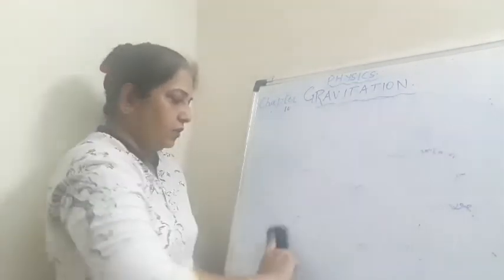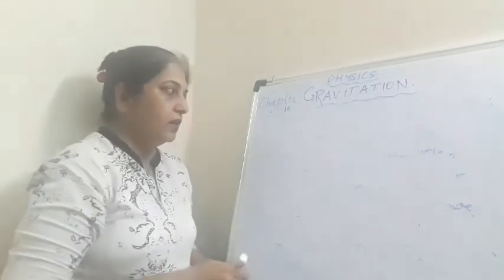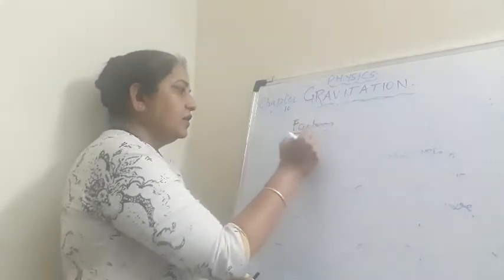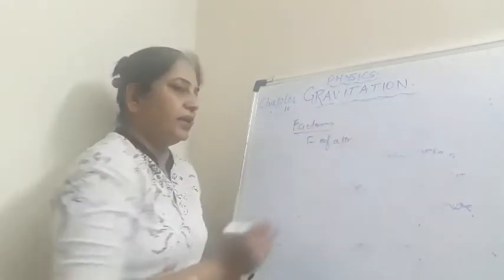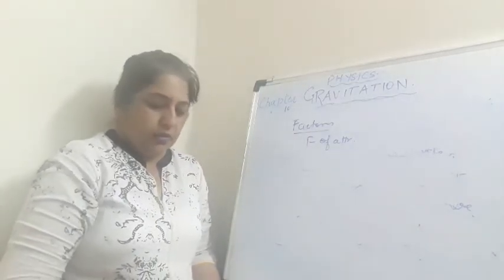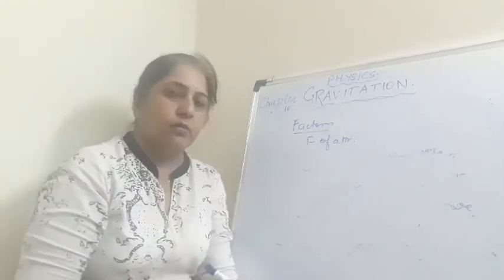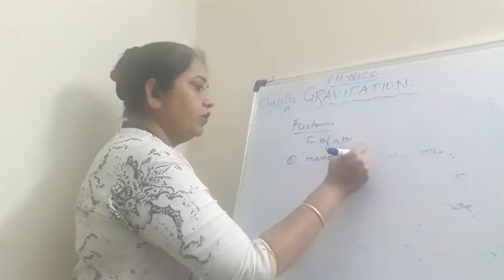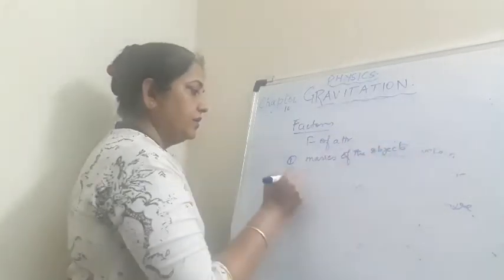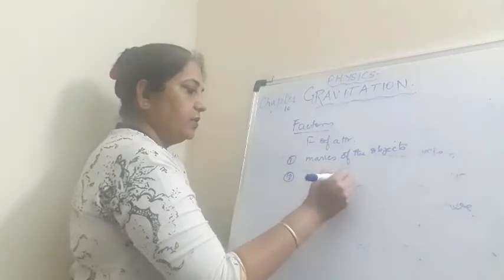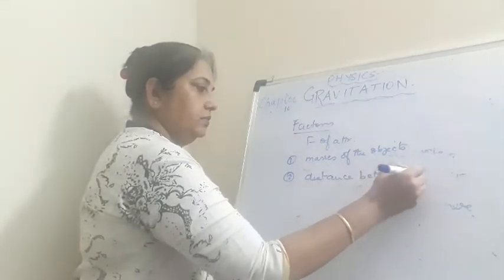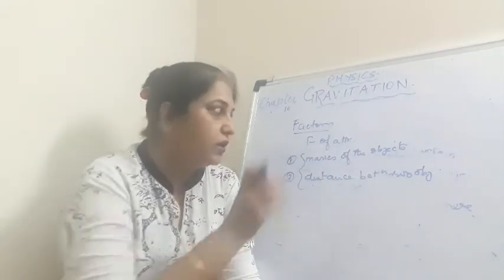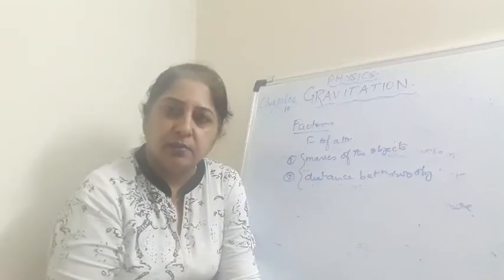Now, just one or two more points I want to discuss. If you are asked to write the two factors on which the force of attraction between two objects depends, you will write number one, masses of the objects, and number two, the distance between the two objects. So these are the two factors on which the force of attraction between any two objects depends.